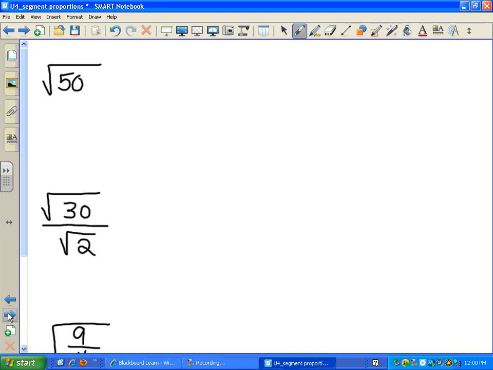So I'm going to make my factor tree, and I can go 2 times 25. And 25 I can break into 5 and 5. And then I go ahead and look for my pairs. And so I have a group of 5s here, and I have a 2 that's all by itself. So I take those 5s and I multiply them together. So 5 times 5 is 25. That's still in the square root. And then I have the square root of 2.